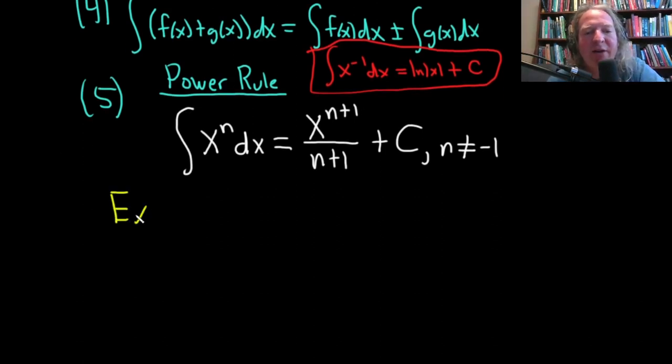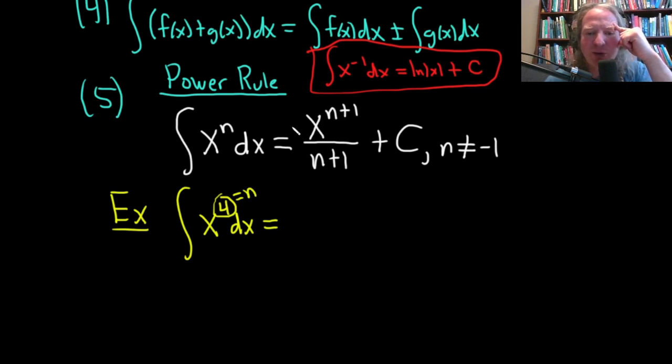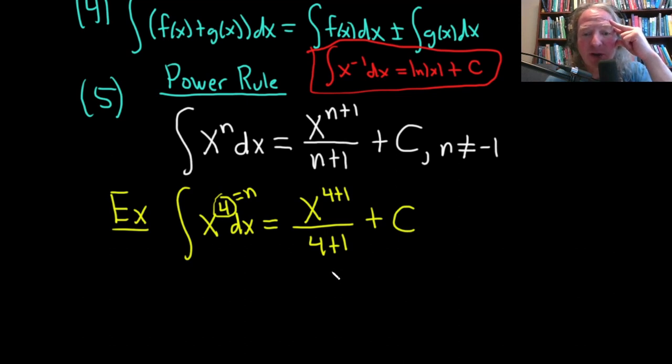So let's say we have to integrate x to the fourth with respect to x. In this case, a newcomer to the study of calculus might say, okay, so the exponent here is 4. This is the value of n. So if I'm going to apply this formula, it's x to the 4 plus 1 over 4 plus 1 plus c. And that would be 100% correct. And so this is equal to x to the 5 over 5 plus c. So this would be the answer.